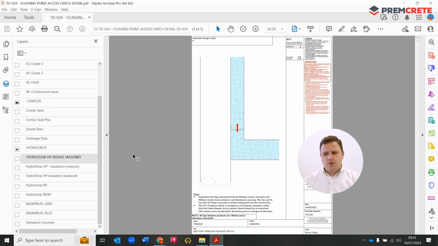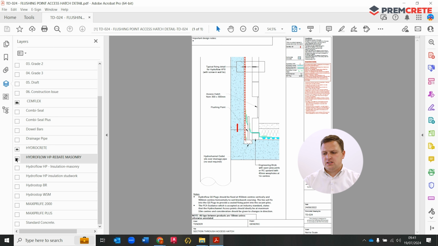For the purpose of this video, we're going to turn on the Hydroflow HP, demonstrating how it works with a rebate cast into the lowest basement slab level. So by turning on this layer, you'll see that there is a rebate cast to the perimeter for housing the hydro channel. A key principle in detailing is to ensure that the Hydroflow HP20 is installed at a higher level than the perimeter drainage channel.